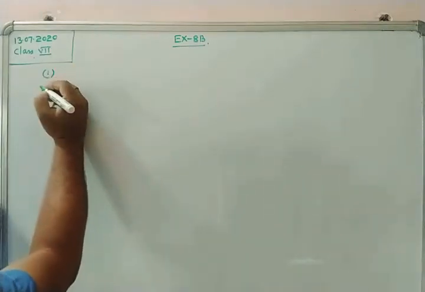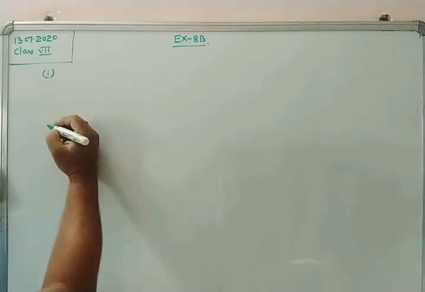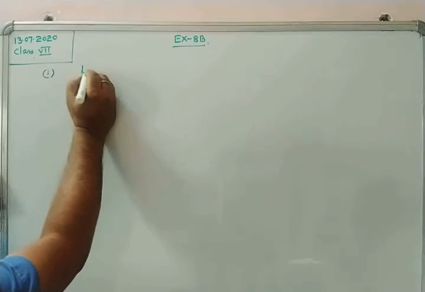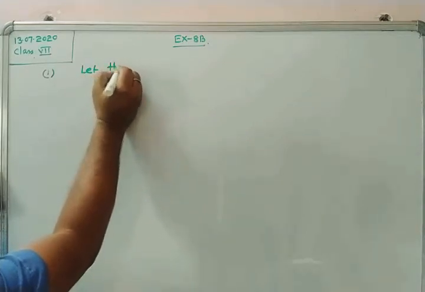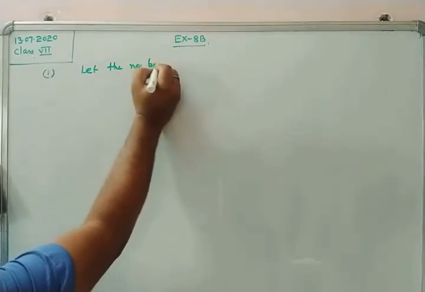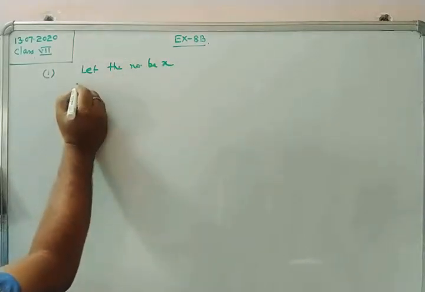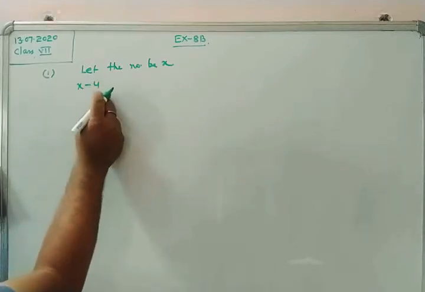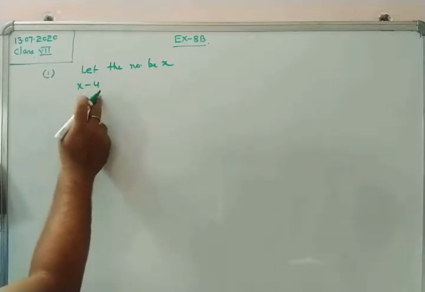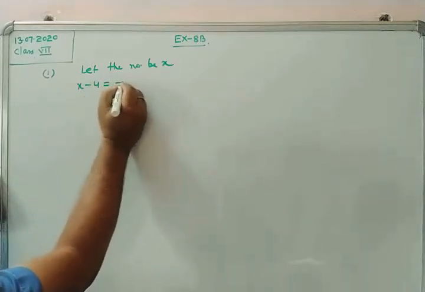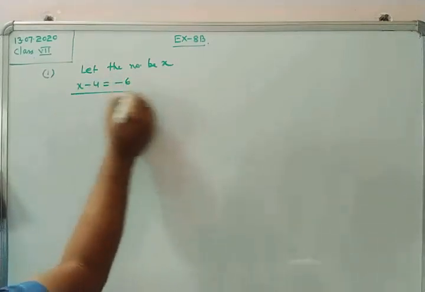First question is, a number decreased by 4 is equal to minus 6. So students, let the number be x, and this number is getting decreased by 4. So that means x minus 4. Decrease means minus. So 4 is subtracted. Now which is equal to minus 6. Now you can solve it further.